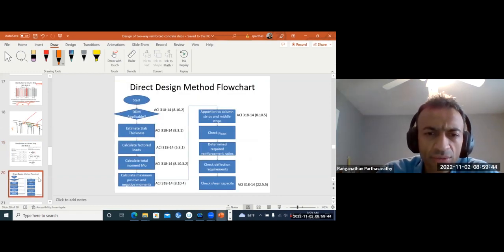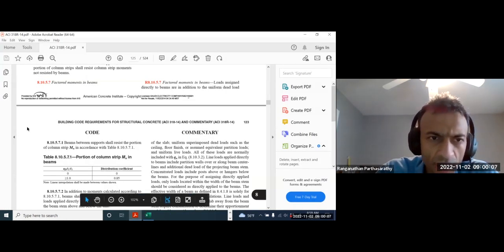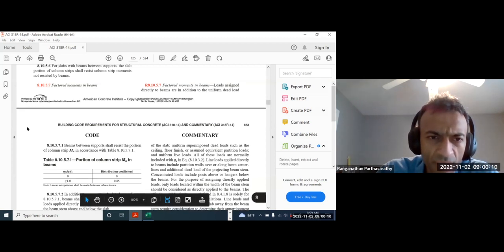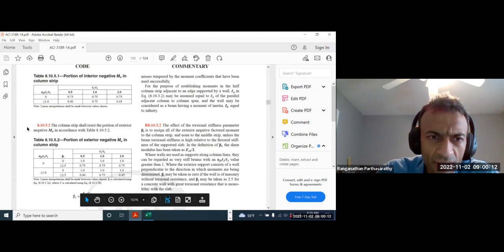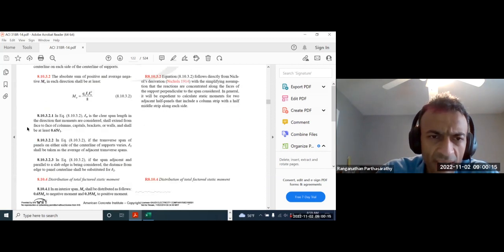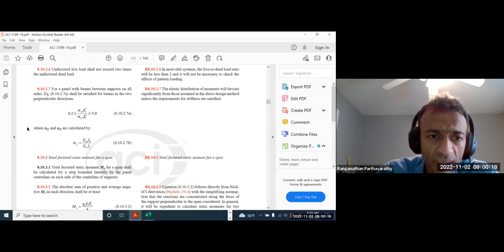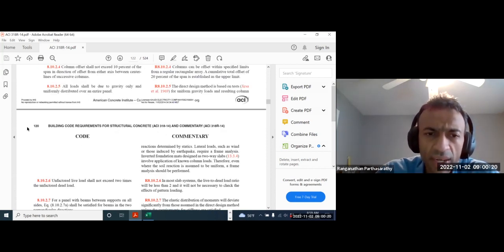So here is a flow chart because there are various steps and details involved. Here I provided a kind of broad overview flow chart. The first step is always to check whether the direct design method is applicable. And as we saw, there are various rules which we must follow. The main thing is that it's only for gravity load. So you cannot use it for lateral load.